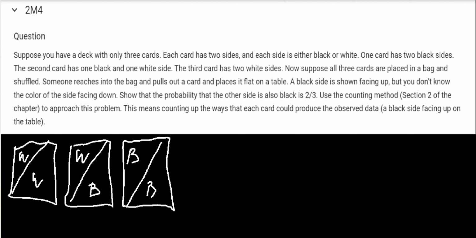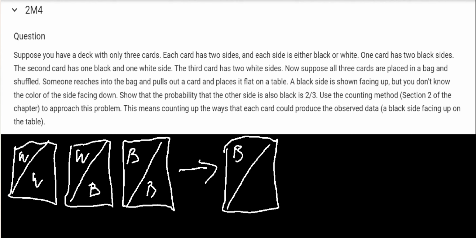Okay. Now, one of us, me, puts these into a bag, I take one out, and I put it on the table, so you only see one of the sides. And the side that you see is black. And so now I am asking you to estimate, calculate, what is the probability that this other side is also black? In other words, what is the probability that we've drawn the black card here?